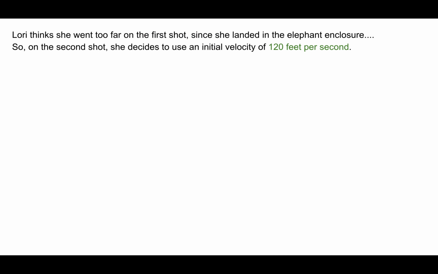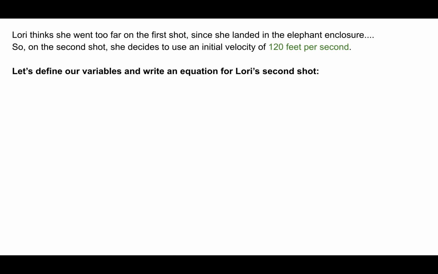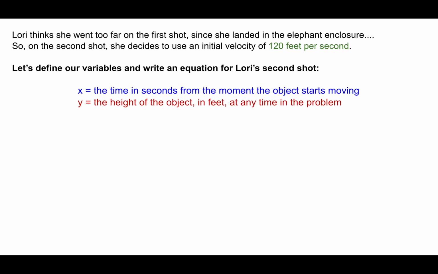Now, Lori thinks she went too far on the first shot since she landed in the elephant enclosure. Whoops. So on the second shot, she decided to use the initial velocity of 120 feet per second. So let's define our variables and write an equation for Lori's second shot. Again, x is the time in seconds from the moment the object starts moving, and y is the height of the object in feet at any time in the problem.